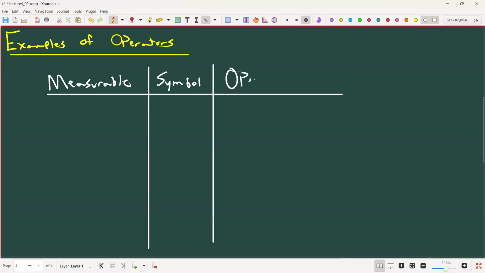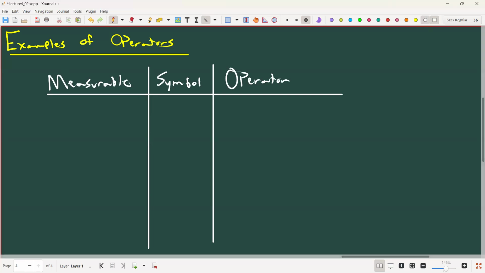And then the operator. If you remember from last class what an operator was, an operator is just a mathematical operation. The plus sign, the sum, is an operator that takes in 2 numbers and gives you the sum.